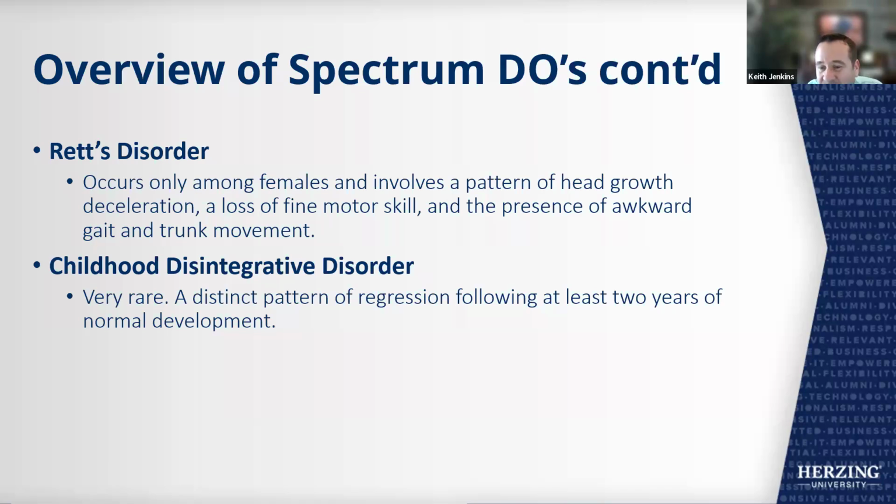Examination of diagnostic criteria reveals that Rett's disorder, which occurs only in females, you do not see this in males, is relatively distinct. In this disorder, a pattern of head growth deceleration is one of the things you'll notice. A loss of purposeful hand skills and the presence of an awkward gait and trunk movement distinguish it from other pervasive developmental disorders. While social difficulties and characteristics of autistic and Asperger's disorders might be observed, they are not as pervasive and they tend to be more transient in Rett's.